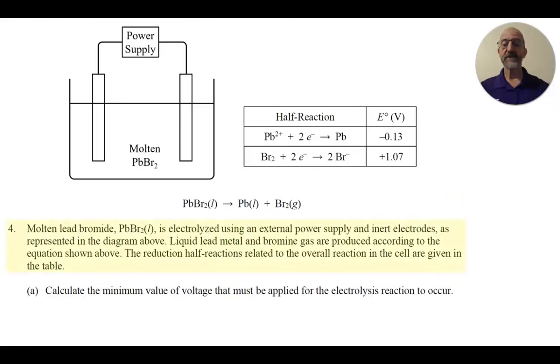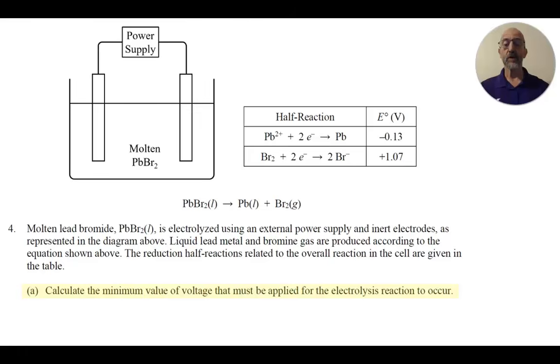It says, molten lead bromide, which has the chemical formula PbBr2, is electrolyzed using an external power supply and inert electrodes as represented in the diagram above. Liquid lead metal and bromine gas are produced according to the equation shown above. The reduction half reactions related to the overall reaction in the cell are given in the table. So in part A of question 4, it says calculate the minimum value of voltage that must be applied for the electrolysis reaction to occur.